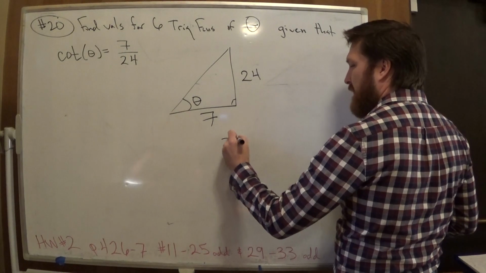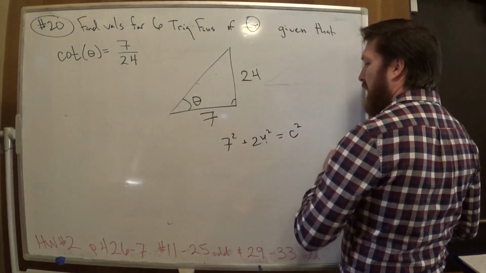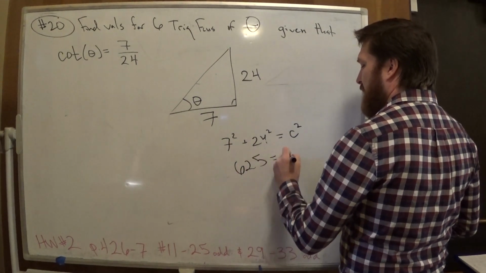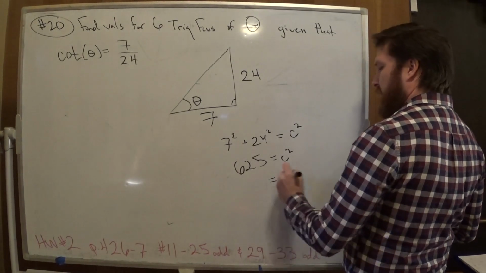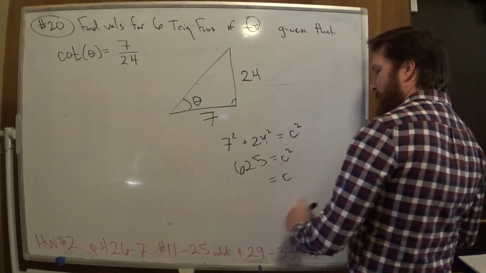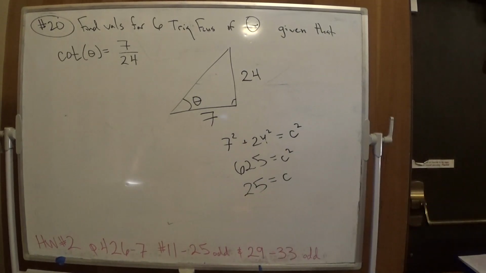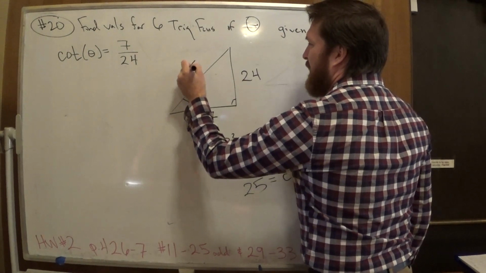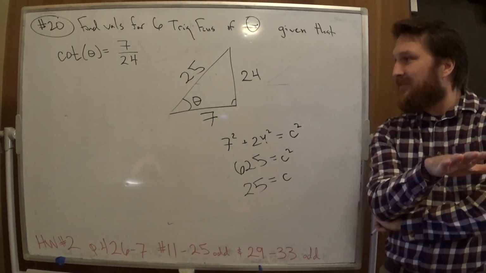What should I write down? 7 squared plus 24 squared equals c squared. Now I'll go ahead and simplify this for you. This works out to 625. Does anybody know what the square root of that is? It happens to be 25. And so you can see this is certainly not drawn to scale. There we go. From there, I'm confident that you guys could get the rest of them.